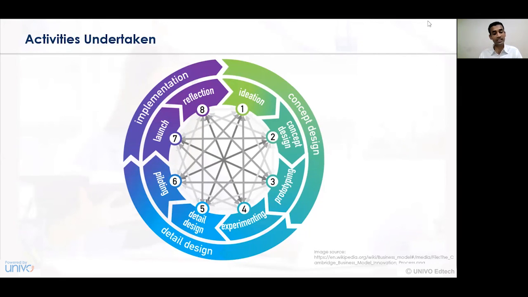The next, detailing design, again has 3 steps, which involve experimenting, detailed designing, and piloting. On that basis, we can have a detailed design, a proper prototype, and an understanding of how it can be implemented. Lastly, the implementation phase involves launching or implementing an idea, and a reflection on the reviews and feedback that we have observed on the basis of the activities implemented in the business organization.